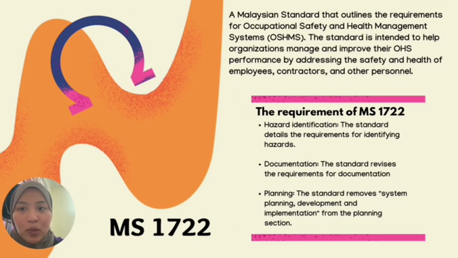There are some requirements of MS 1722. Number one is hazard identification. The standard details the requirements for identifying hazards. Number two is documentation. The standard revises the requirements for documentation. And the last one is planning. The standard covers system planning, development, and implementation in the planning section.